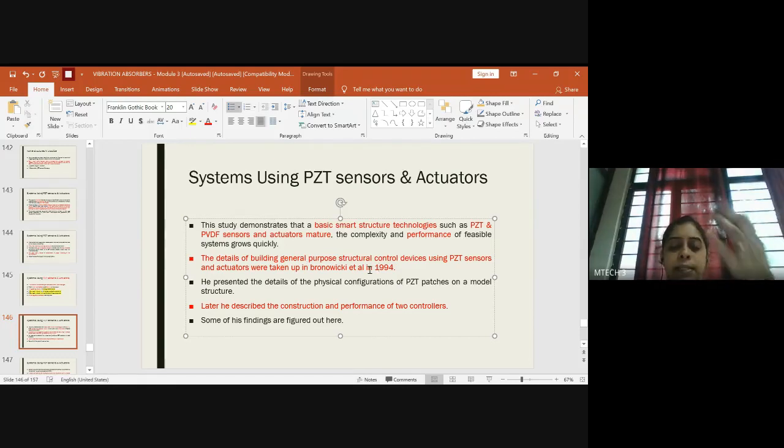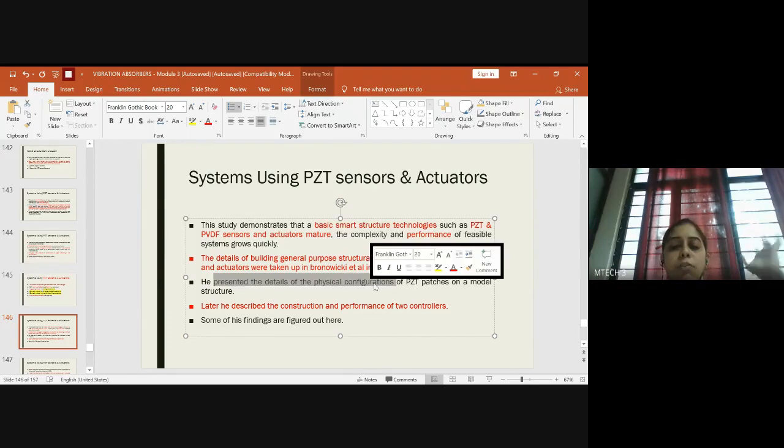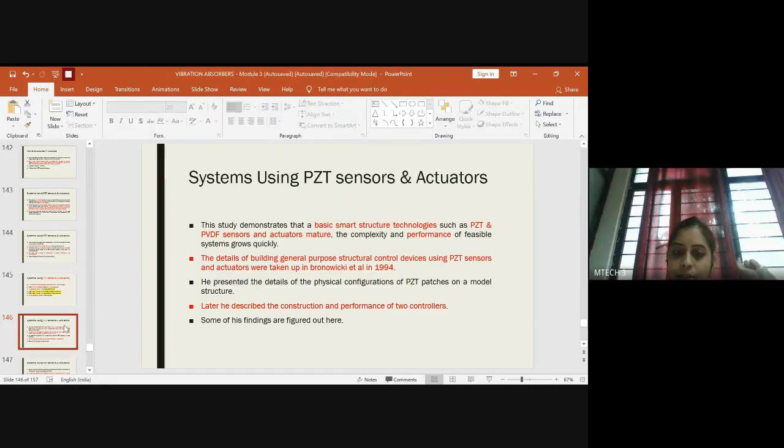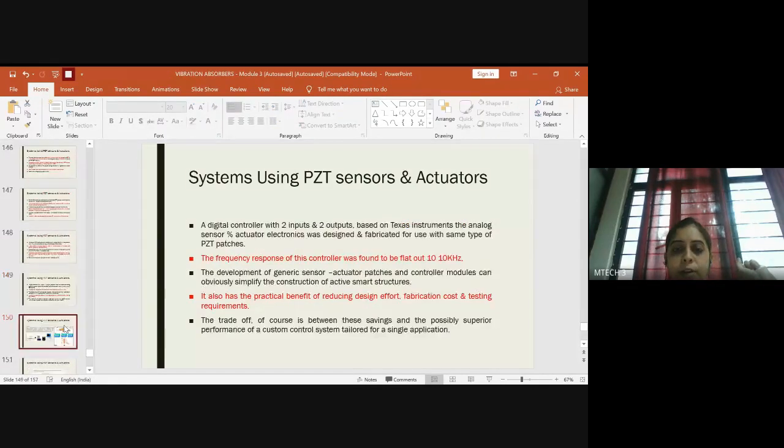And later he presented his way of approach. What he did is he presented the details of the physical configuration of PZT patches on a structure. So what do you mean by PZT patches? I showed you a diagram here at the end.